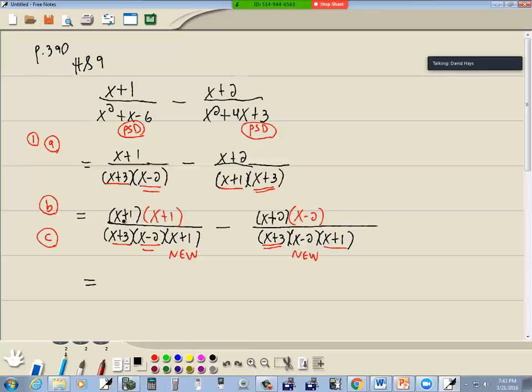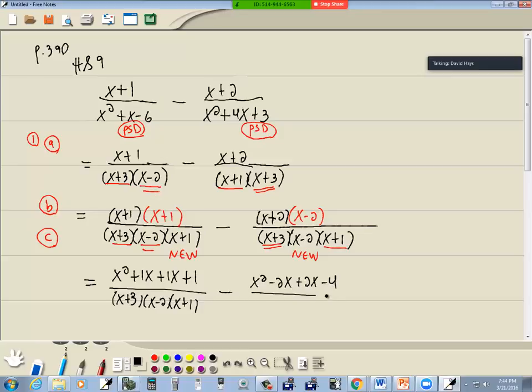Now multiply these top parts together. X times x is x squared. X times 1 is 1x. 1 times x is 1x. 1 times 1 is 1, all over our denominator. Minus x times x is x squared. X times negative 2 is negative 2x. 2 times x is 2x. And 2 times negative 2 is negative 4, over our denominator.